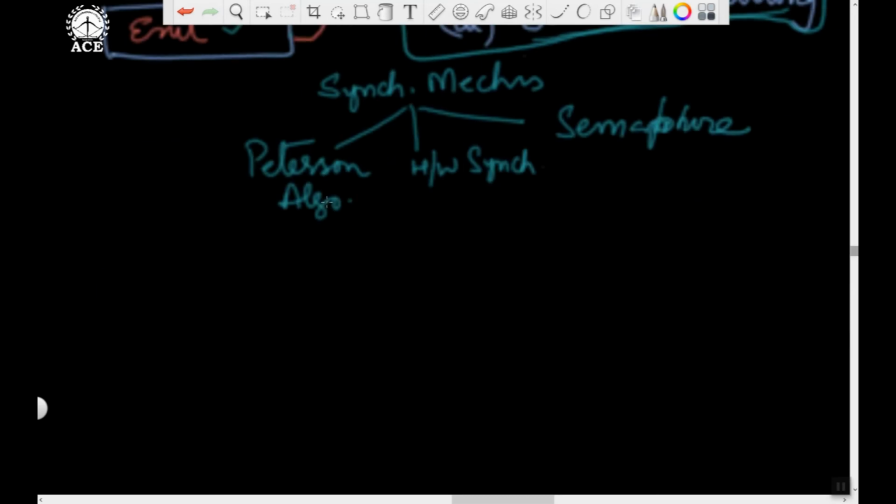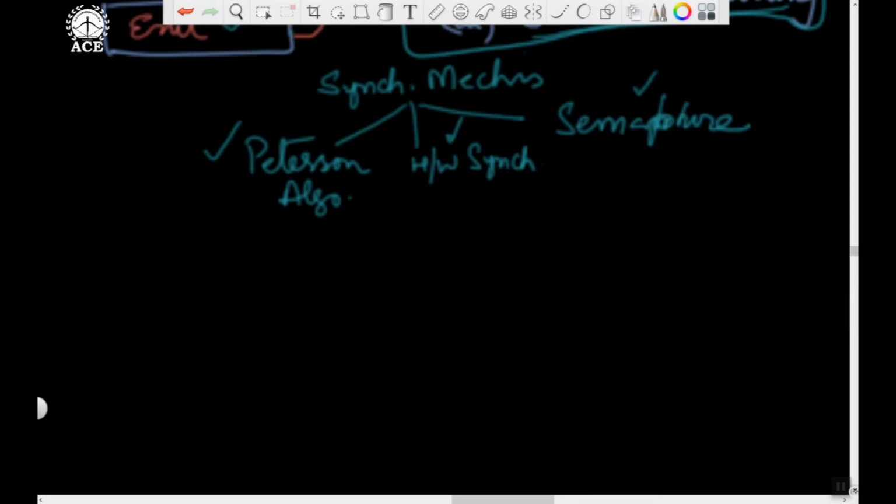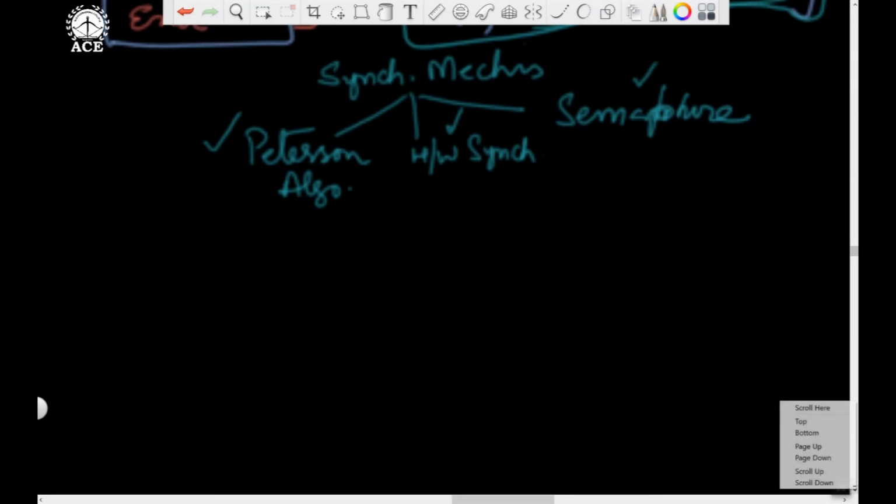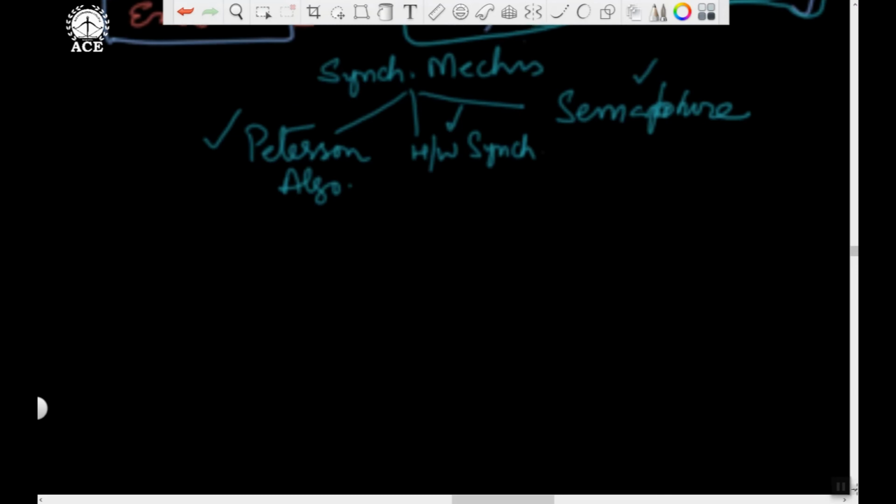Okay, so again, I say, have a look at it. Three types: Peterson mechanism, hardware synchronization, semaphore. Any of these you can expect as a 10-mark question in the exam. So let's continue with the individual discussion of each of them, how that is going to solve the problem of critical section. Okay, so let's take one by one.